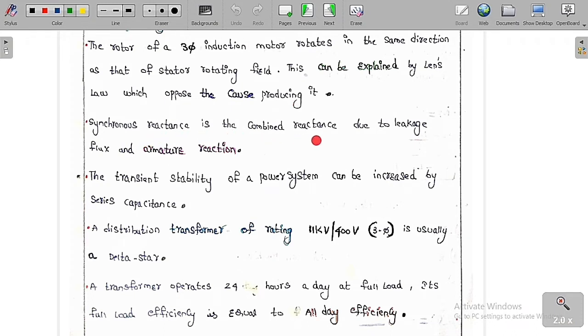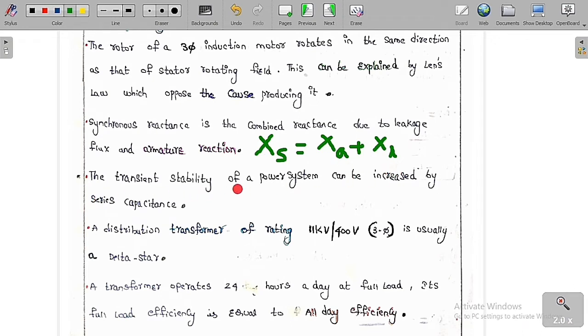Synchronous reactance is the combined reactance due to leakage flux and the armature reaction, which is XS equals XA plus XL. XS is called the synchronous reactance, XA is the reactance due to armature reaction, and XL is the reactance due to leakage flux. This is a very important point. So always, synchronous reactance is the summation of the reactance due to armature reaction and the reactance due to leakage flux.